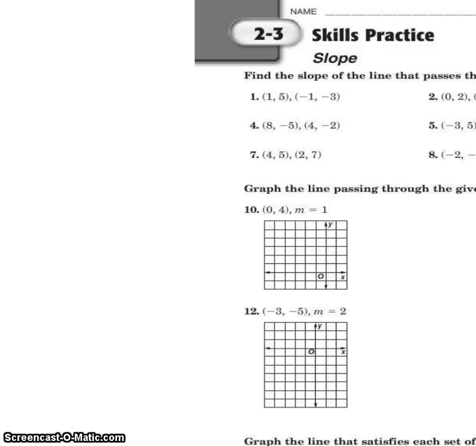Now, even though this sheet says find the slope of a line, I also want you to find the equation. So also write up here equation, because I want both. So for this first point, I know I have (1, 5) and (-1, -3). So I know my equation is m equals y minus y over x minus x.